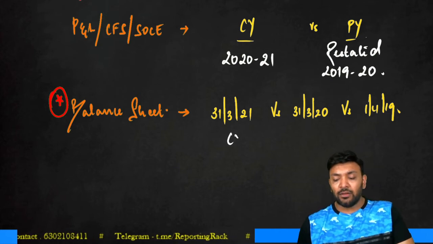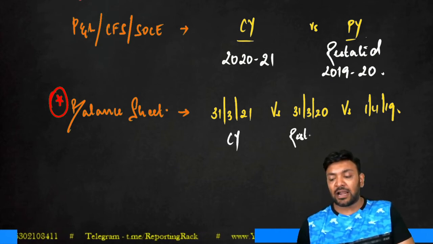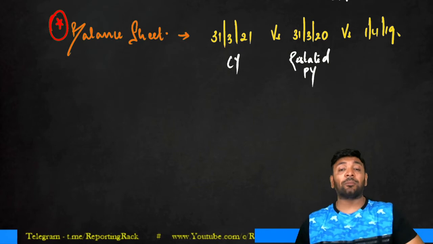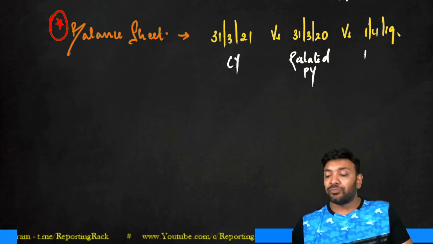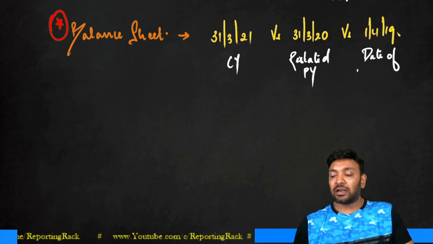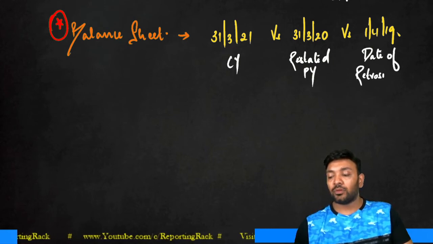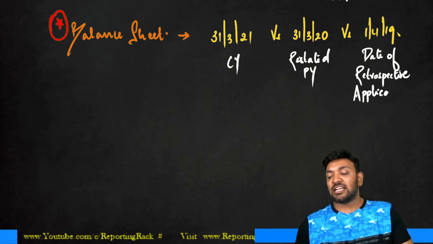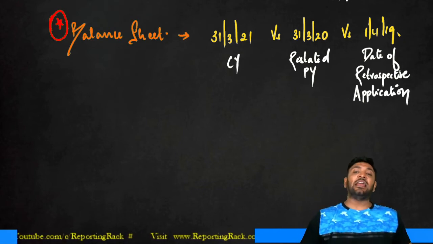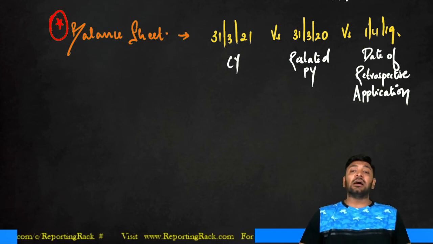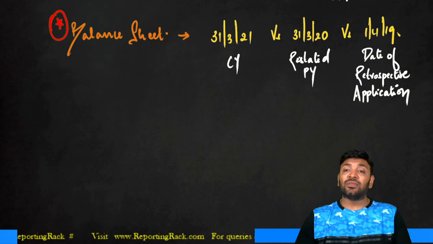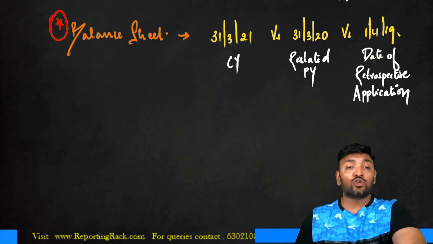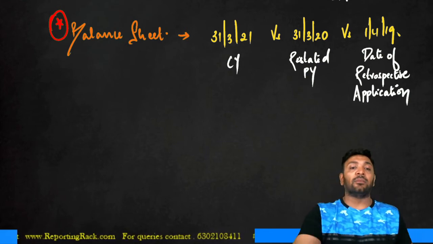If this is my current year, and this is my restated previous year, which is compared with, then I have to present even the beginning of the financial year, the date of retrospective application. The date on which the change in accounting policy was retrospectively applied, the date at the beginning of the earliest period reported, that is 1920's beginning date, 1st April 2019. So in this case, I'll have to present not just two columns in the balance sheet, I'll have to present the third column in the balance sheet as well.